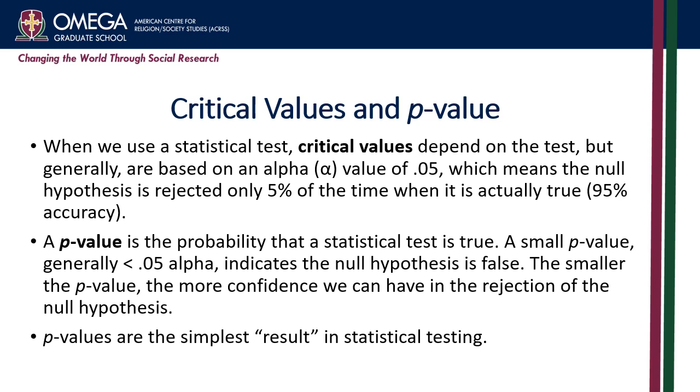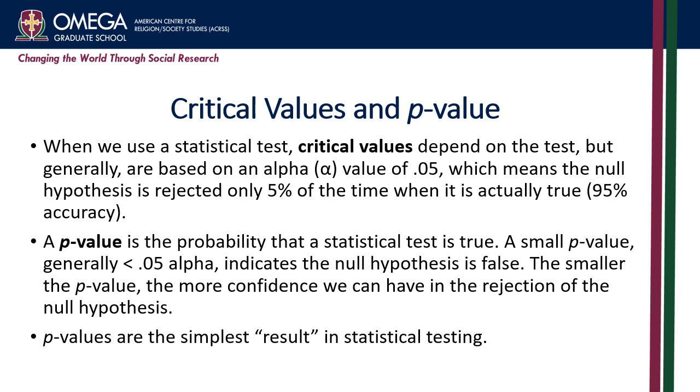The p-value is the probability that the statistical test is true. A small p-value, generally less than 0.05, indicates that the null hypothesis is false. The smaller the p-value, the more confidence we can have in the rejection of the null hypothesis, meaning the closer to 100% accuracy we come on our critical value means that our p-value is shrinking.